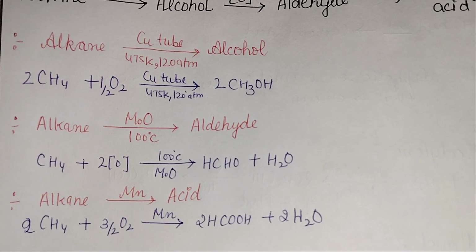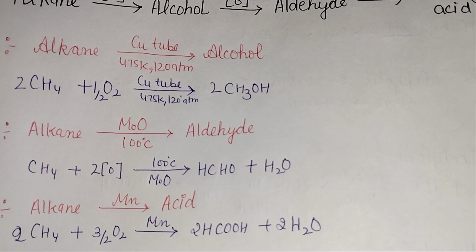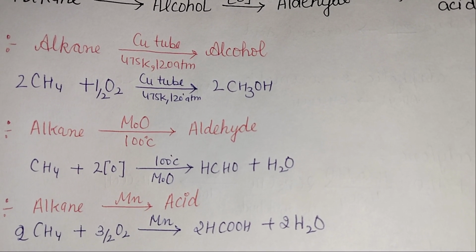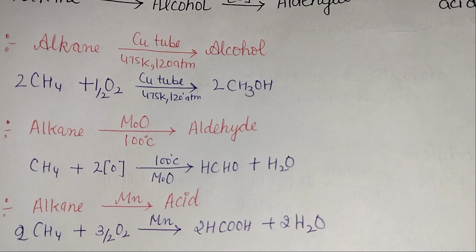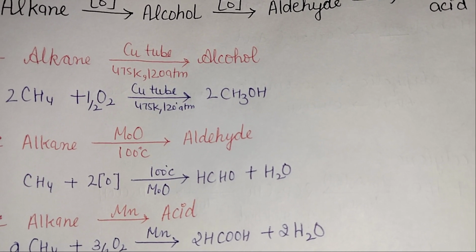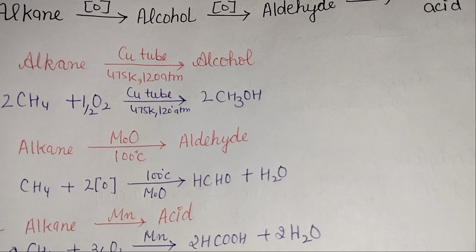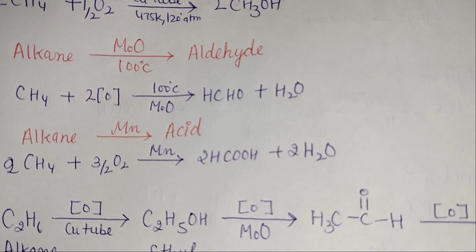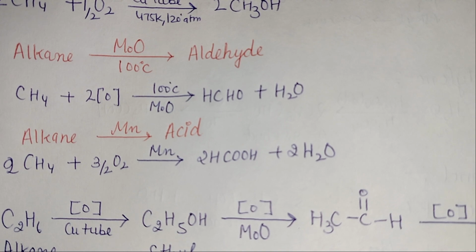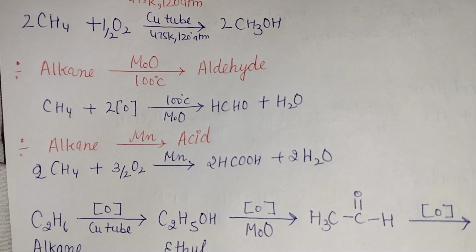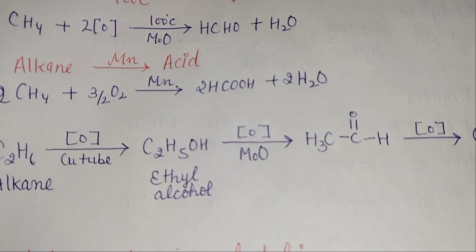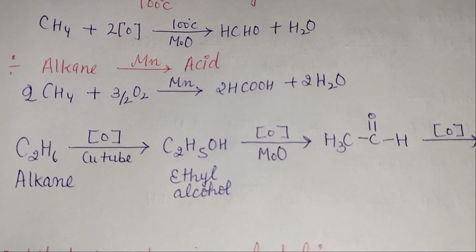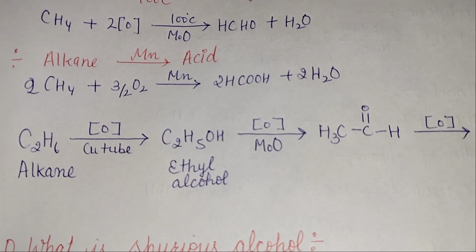These are as follows. Alkane will oxidize to form alcohol in the presence of copper tube and atmospheric pressure, 120 and 475 Kelvin temperature. Then this will form alcohol. Then alkane forms aldehyde in the presence of molybdenum oxide as catalyst and 100 degrees Celsius. And if alkane forms acid, carboxylic acid, here we are talking about carboxylic acid, it will use the catalyst manganese.